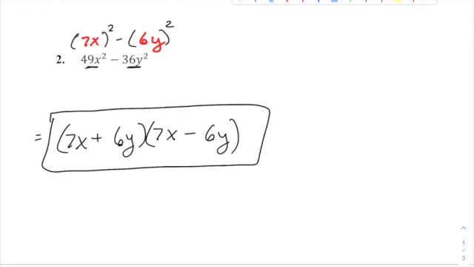So even when it's not just x squared, or if there's a second variable, it really doesn't matter as long as it's what we call a perfect square. So something squared, something times itself, will give you that. And right, what times itself gives you that? 7x and 7x. What times itself gives you this? 6y and 6y. That's that.